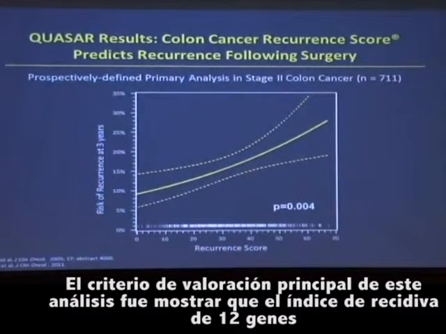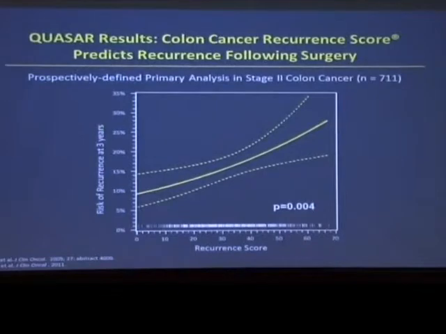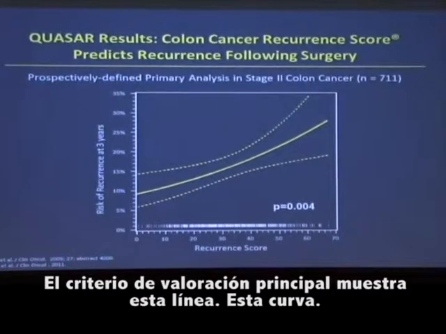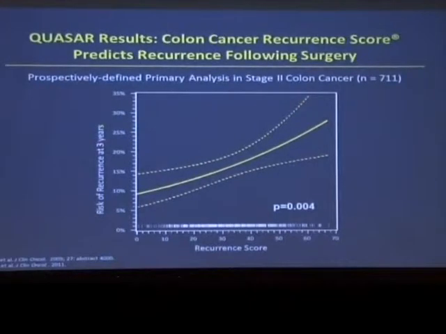The primary endpoint of this analysis was to show that the 12-gene recurrence score predicted outcome in the form of recurrence risk, okay? And the primary endpoint was met. The primary endpoint shows this line, this curve. If you have a low recurrence score, you have a low recurrence risk at 3 years.